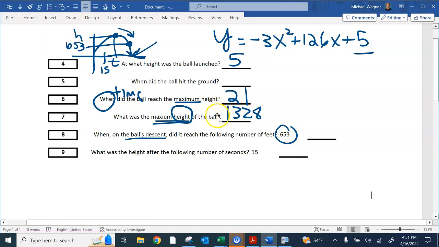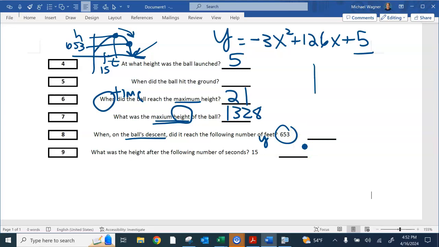The next thing we're going to do is try to find out, maybe I'll try number 8 first. When on the ball's descent did it reach the following number of feet? So we want the feet. Remember, feet is the Y value, the vertical value, right? We want to know when it reached 653 feet on its descent. It means going down. So it goes up, comes down, and then it hits this 653 feet somewhere around here. What is that time, right? So now we want this function here to equal 653.